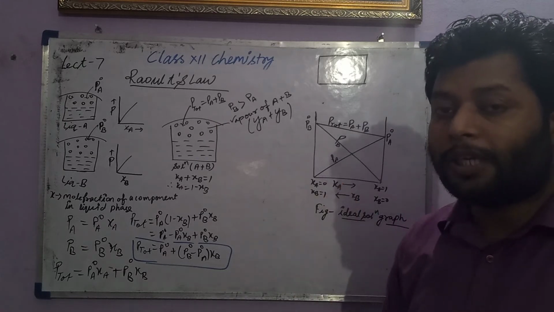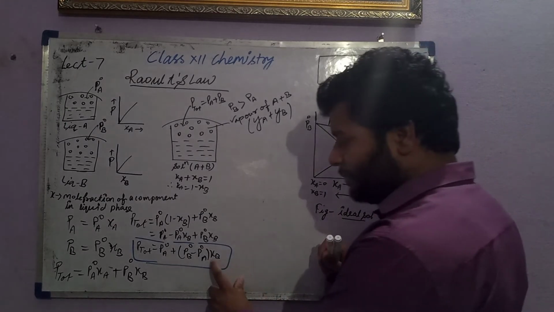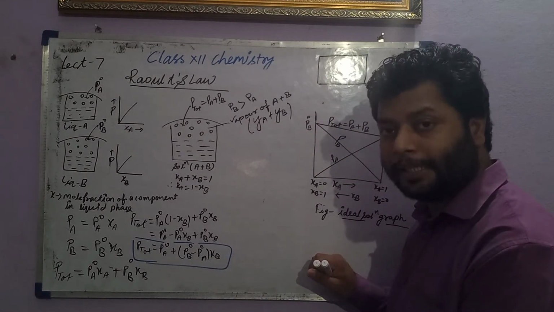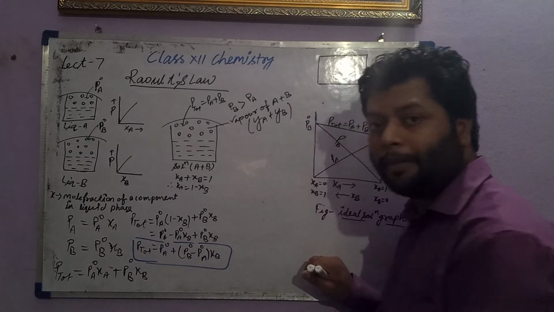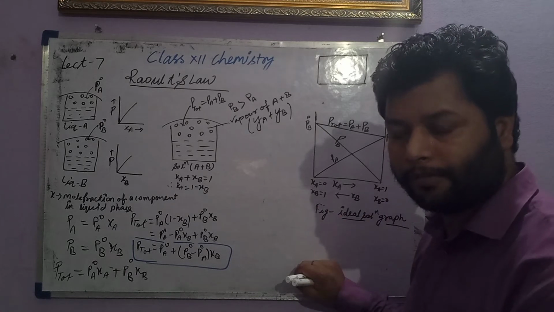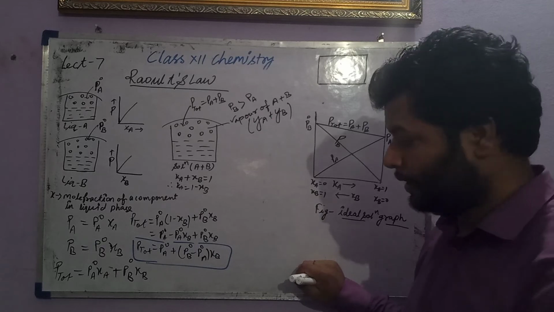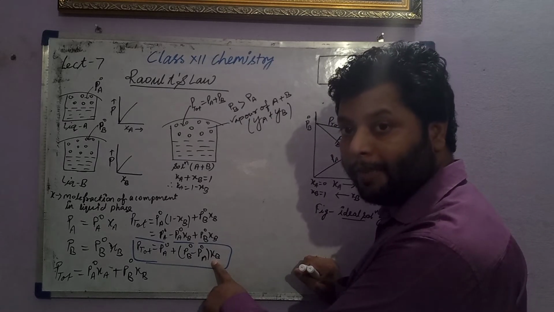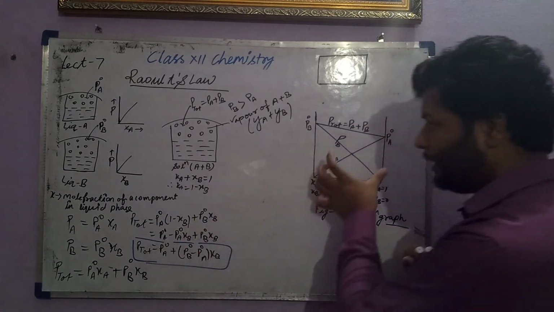So according to Raoult's law, as the mole fraction of any one of the components increases or decreases, the total pressure of the solution also increases or decreases respectively. Here the XB is on the basis of which one is more volatile. Now we have to study the graph of the same.